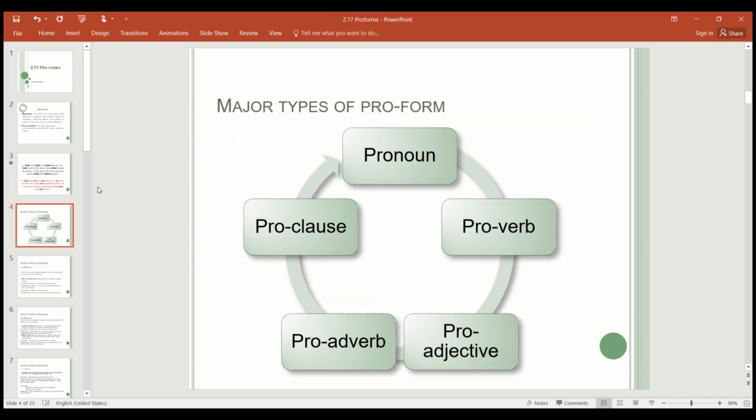Types of proform. We have different types of proform. We're going to mention some of them, the most prominent ones. The most commonly used is a pronoun that is used instead of a noun, a proper noun or a noun phrase. We have a proverb instead of a verb, pro-adjective, pro-adverb, pro-clause, and so on. And in all cases, we have a particular form that is used to replace, to substitute another form.